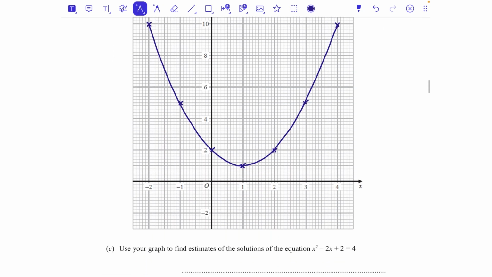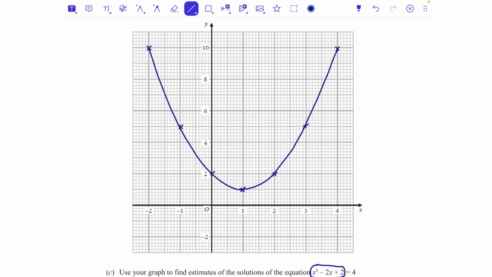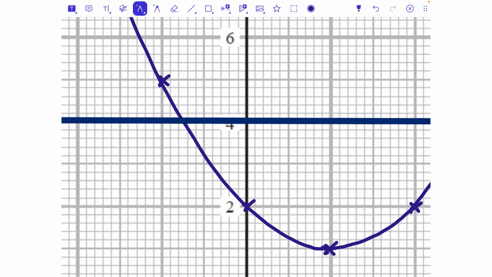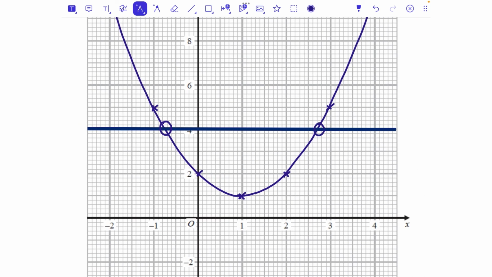So there we go. It then says use your graph to find estimates of the solutions to the equation x squared minus 2x add 2 equals 4. Now this is what we've just drawn on the graph. X squared minus 2x add 2 is what we've just drawn. And they would like to know, when does it equal 4? Now to find out when it equals 4, I'm going to draw a line going across at y equals 4. When does y equal 4? When does the graph equal 4? And there's two places.